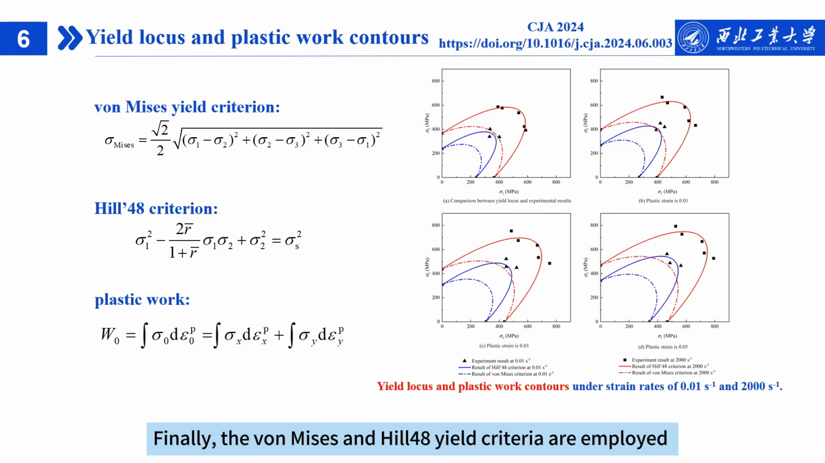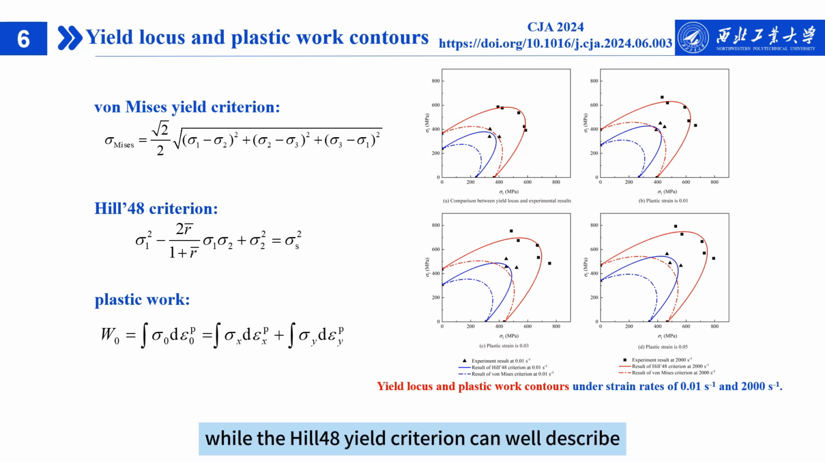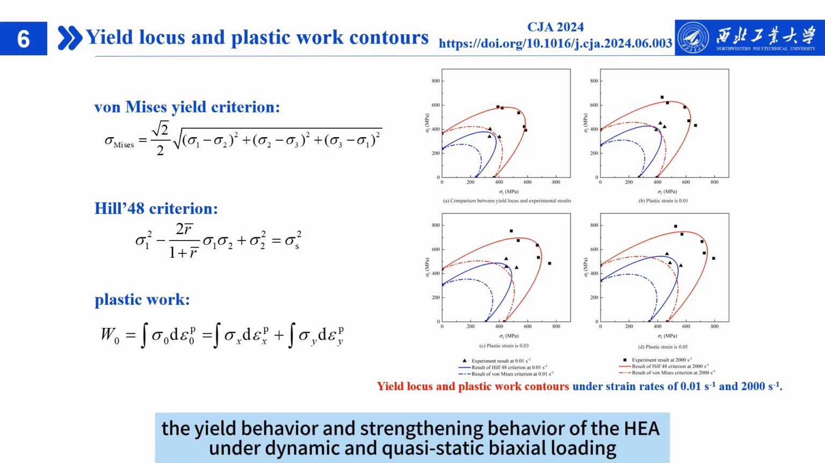Finally, the von Mises and Hill 48 yield criteria are employed. The results indicate that the von Mises criterion underestimates the experimental stress, while the Hill 48 yield criterion can well describe the yield behavior and strengthening behavior of the HEA under dynamic and quasi-static biaxial loading.